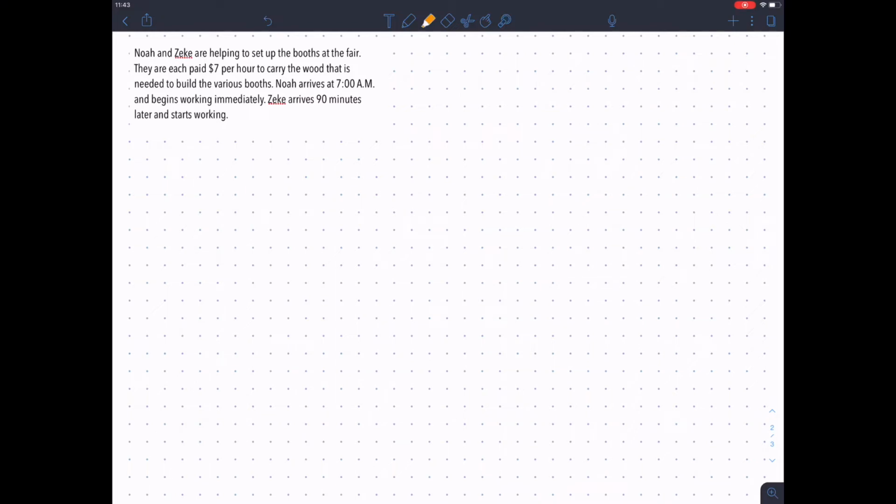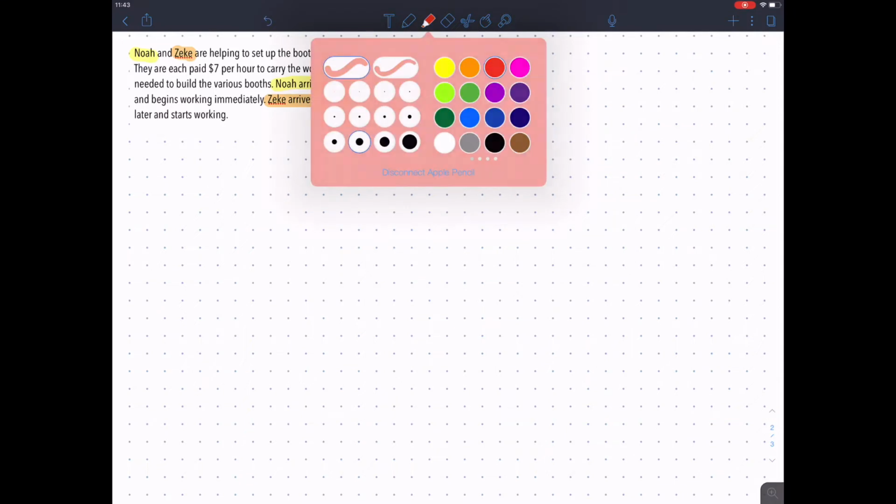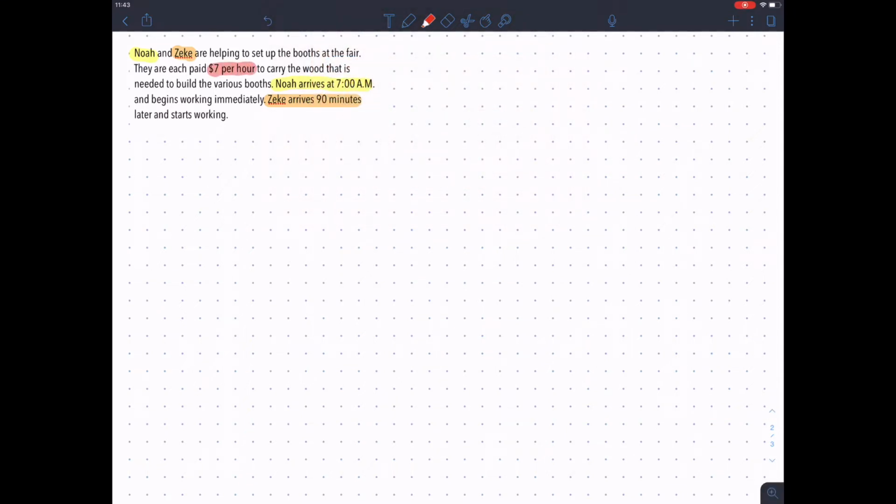So I'm going to code my problem right now. Noah arrives at 7 a.m. and Zeke arrives 90 minutes later. And then they both are making $7 an hour. Okay. So I'm going to start with writing my equation.